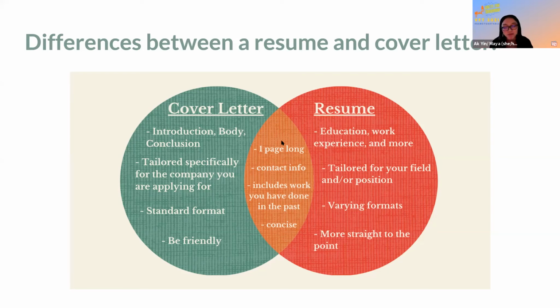So yeah, both are 1 page long. They both have your contact info. They both include work that you have done in the past, and they are both concise. So regardless, you want to be very transparent and clear with your words, and make sure you get your point across. Those are the big differences between a resume and a cover letter.